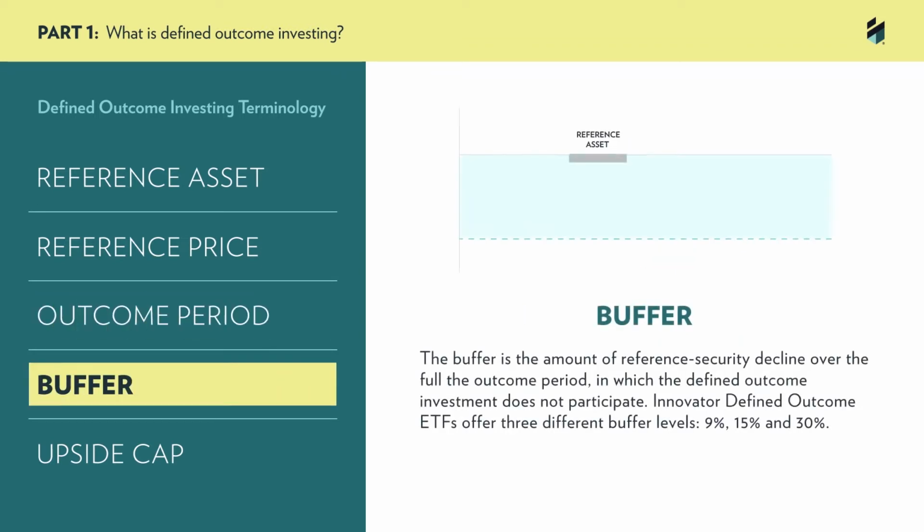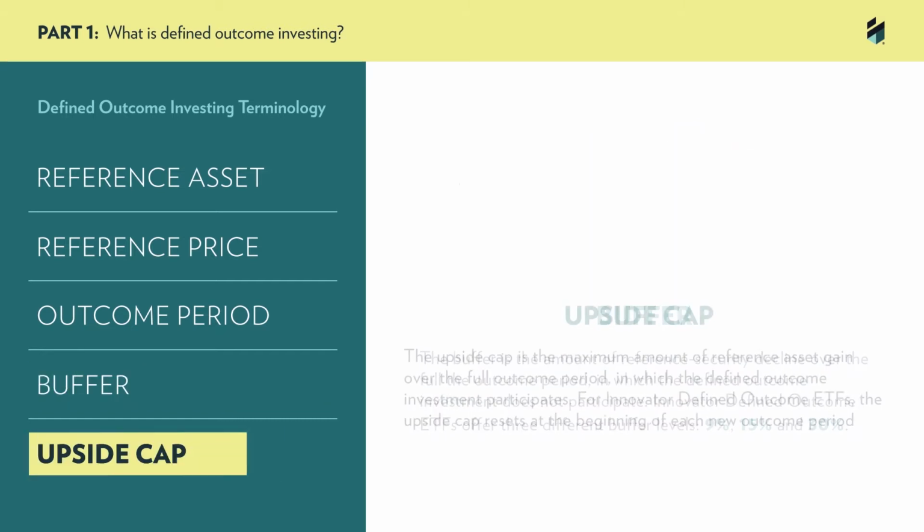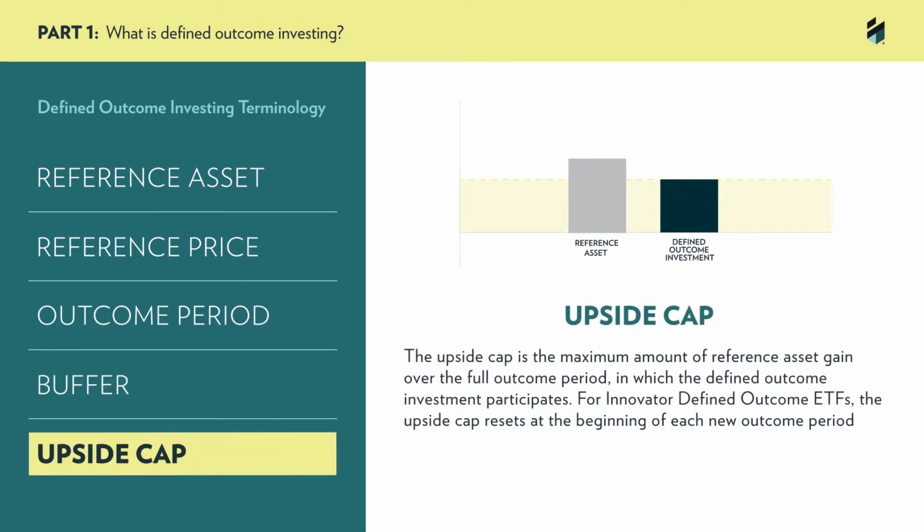Buffer. The buffer is the amount of reference security decline over the full outcome period in which the defined outcome investment does not participate. Innovator ETFs offer 3 different buffer levels: 9%, 15%, and 30%. Upside cap. The upside cap is the maximum amount of reference asset gain over the full outcome period in which the defined outcome investment participates. The upside cap resets at the beginning of each new outcome period.